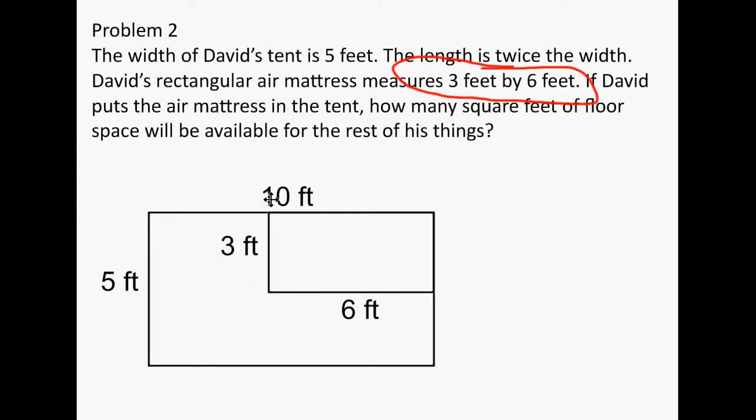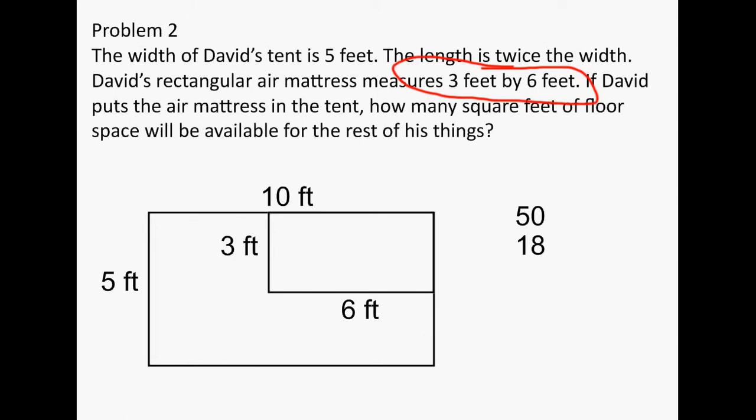So let's think. If we know that 5 times 10 is 50, and 3 times 6 is 18, how do I find out what's remaining? Hey, you know, this reminds me of that part-whole that we did. Here's the whole tent. Here's the part of the tent that the mattress takes up. We're trying to figure out the other part.